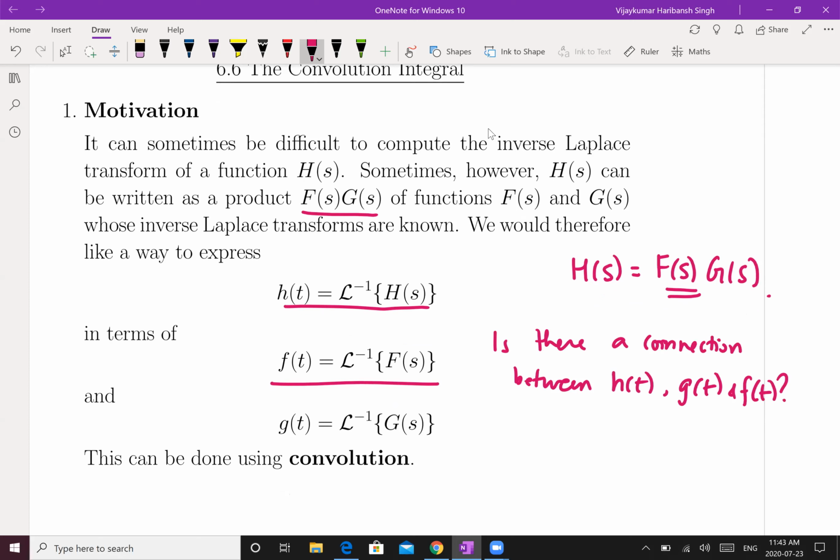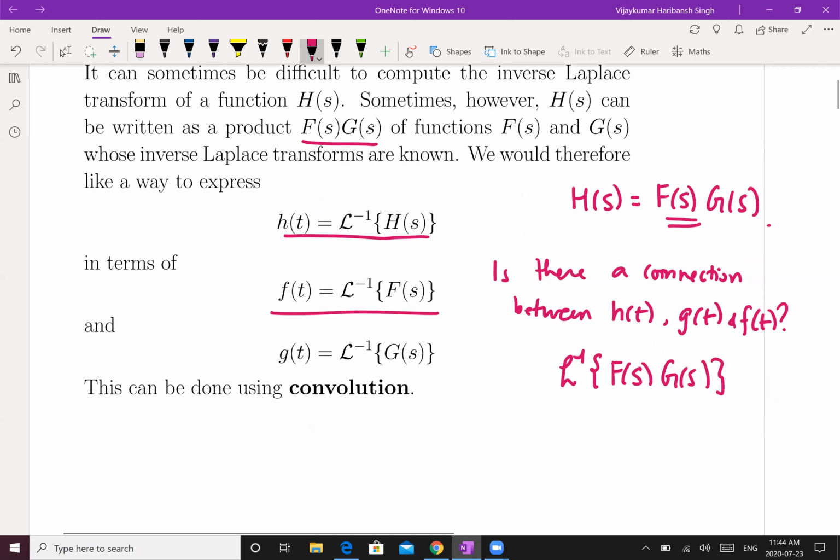Or we are asking for some kind of a product rule for the Laplace transform. So is there a connection? Yes. And the answer is yes, through the convolution integral.